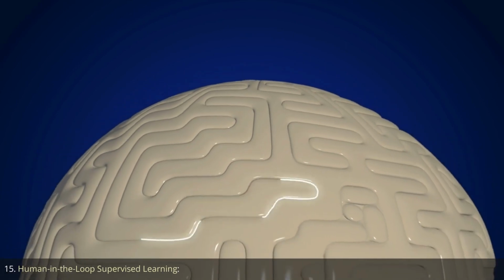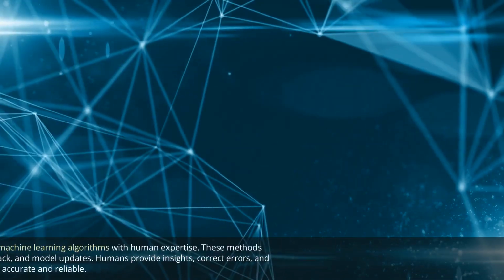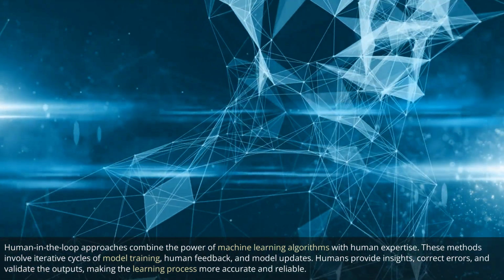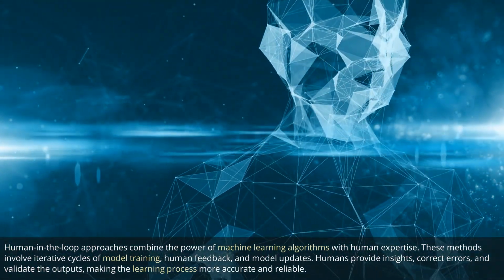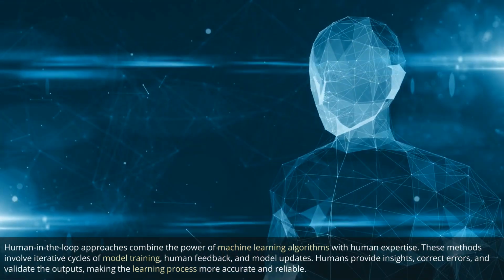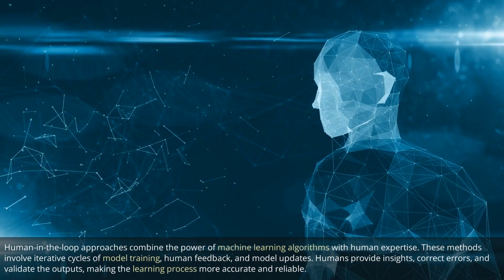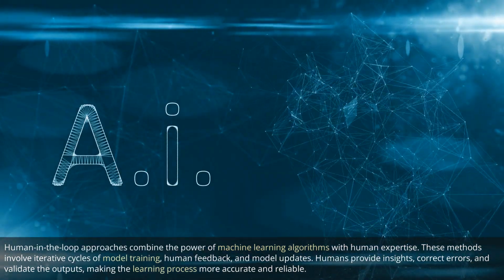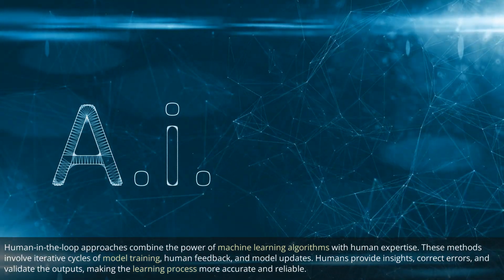15. Human-in-the-loop supervised learning. Human-in-the-loop approaches combine the power of machine learning algorithms with human expertise. These methods involve iterative cycles of model training, human feedback, and model updates. Humans provide insights, correct errors, and validate the outputs, making the learning process more accurate and reliable.